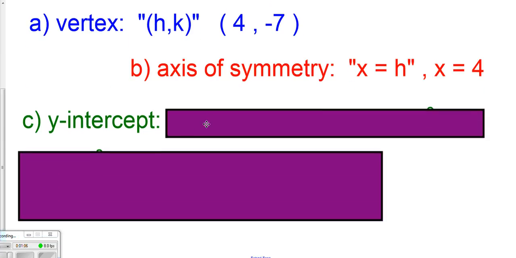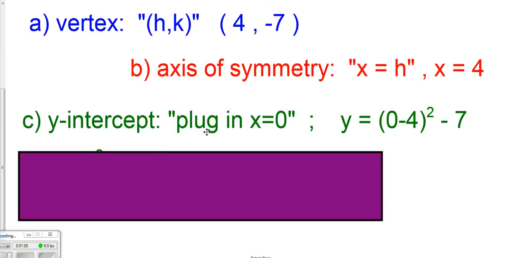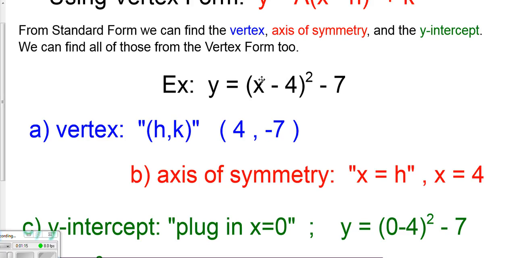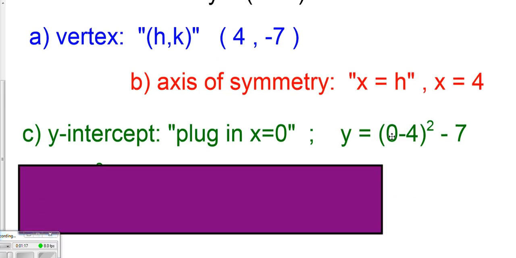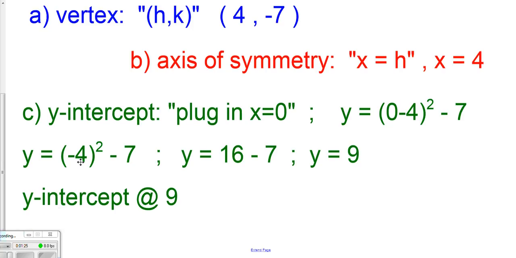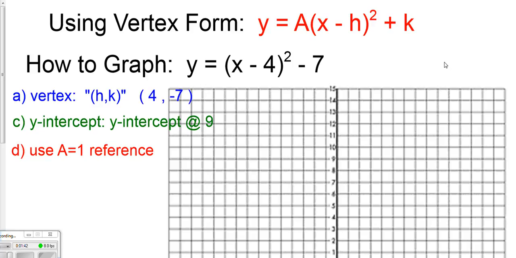To find your y-intercept, remember that your y-intercept is always just where x is 0. So you can just plug in x is 0 into this equation. If I plugged in 0, 0 minus 4 is being squared, and then we subtract 7. Well, 0 minus 4 is -4. -4 squared is 16. 16 minus 7 is 9. So we have a y-intercept at 9. So here's our vertex, our axis of symmetry, and our y-intercept. Same as we could find with a standard form.